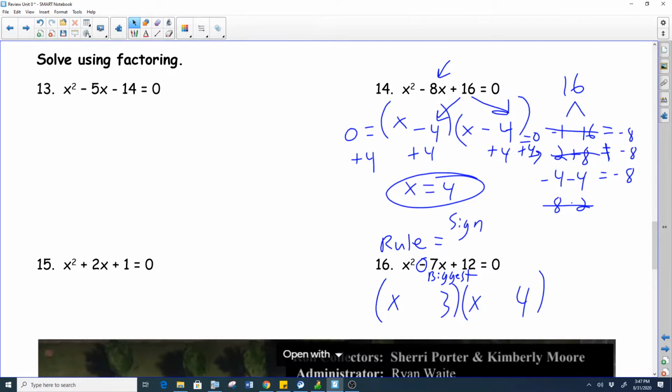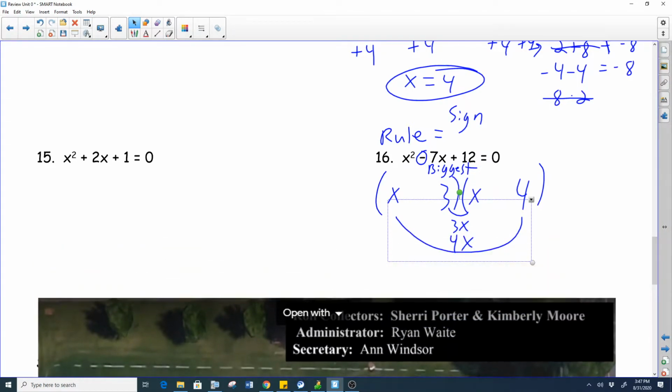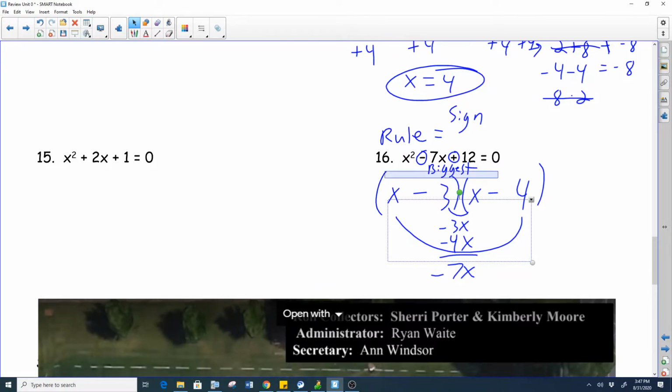So let's see. So 3 times x is 3x, and 4 times x is 4x. And so, 3x plus 4x is a 7x. Nice. And then we want it to be negative, so guess what that means? Both of them are going to have to be negative, right? And negative times a negative is a positive, so that works as well. So that's going to be our, almost circled that as our answer.